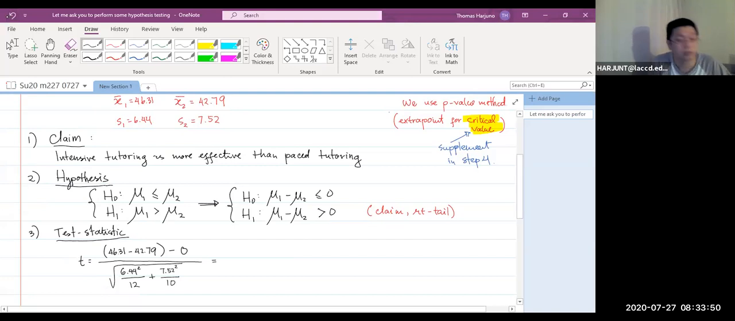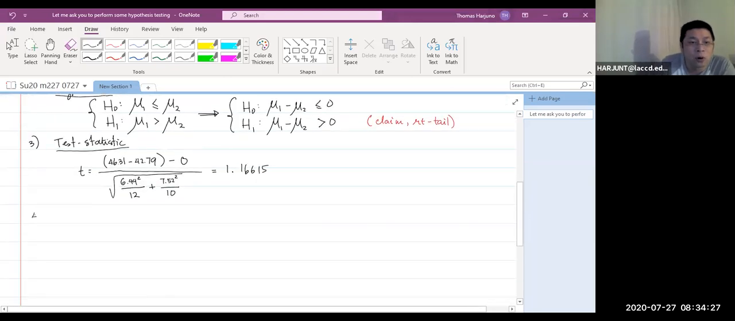Just get the result right away. Okay, then I use my calculator. I get 46.31 minus 42.79 close parentheses divided by the square root of 6.44 squared over 12 plus 7.52 squared over 10. I get 1.16615.